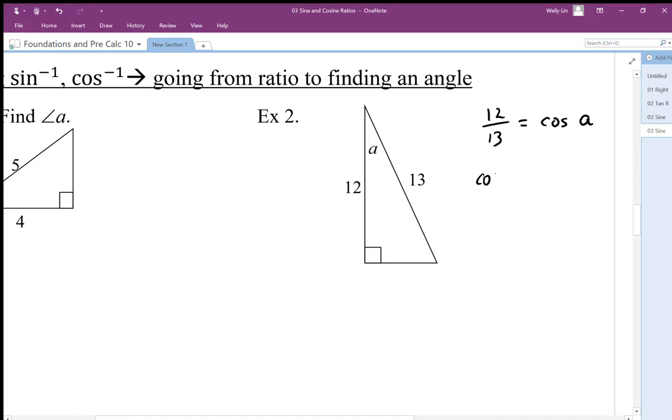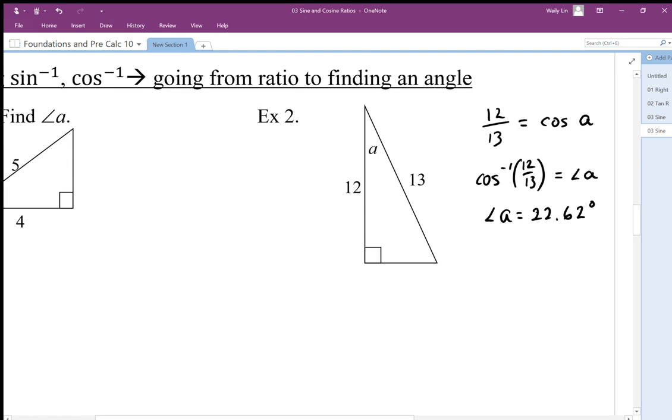So my input needs to be my ratio, and my output needs to be my angle. So in this case, I'm going to use the inverse cosine, and that will then give me the output of angle A. Typing that into my calculator, I do second cosine of 12 over 13, and my angle A that I end up getting from my calculator is 22.619, so I'm going to round that to 62 degrees. And that looks about right.